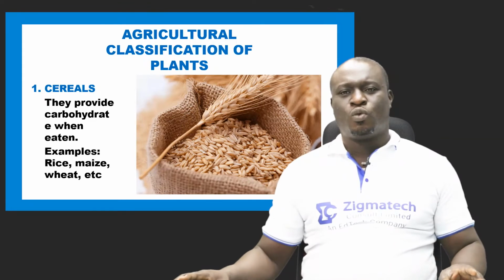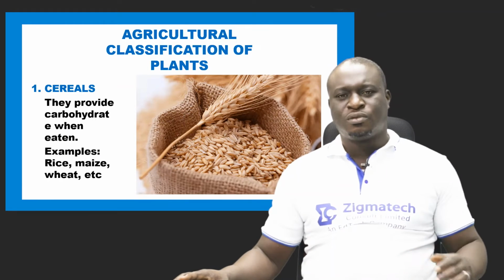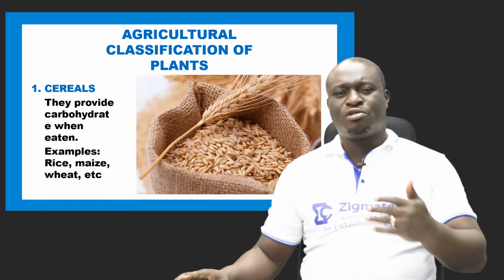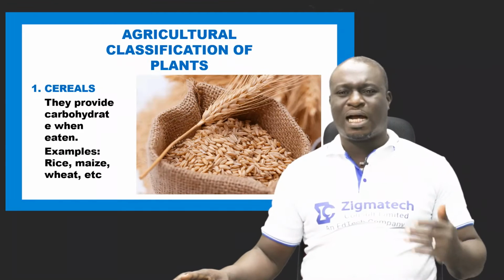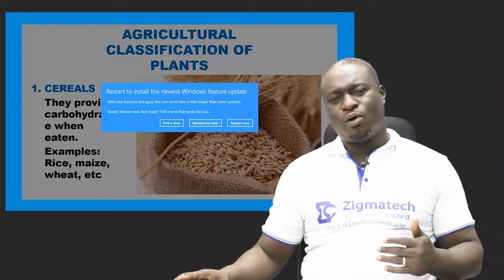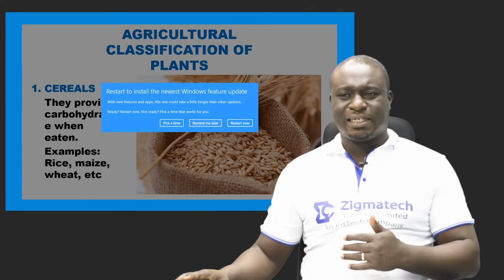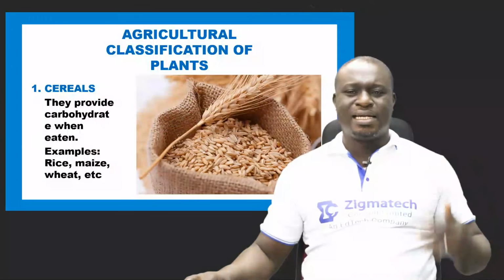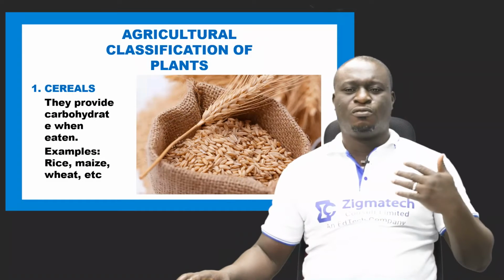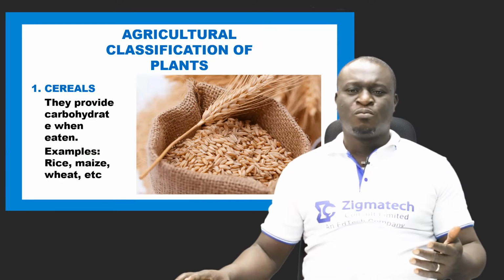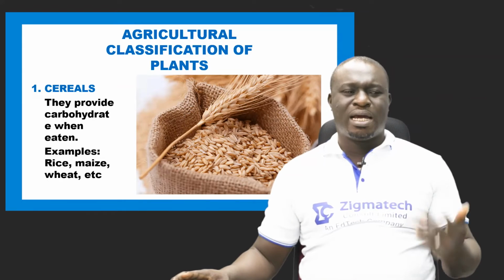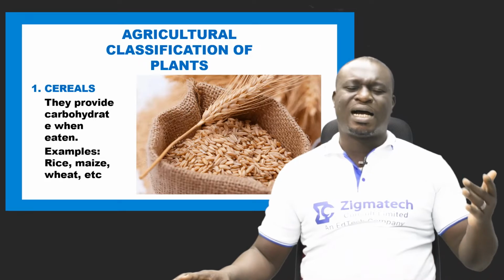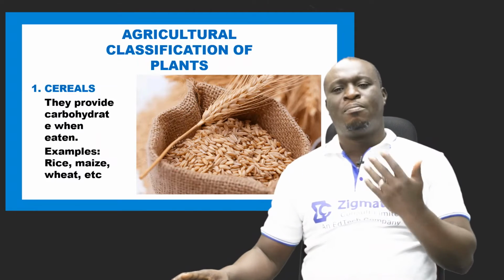Number one, we have what we call cereals. Now, what are cereal plants? Cereal plants are plants that provide carbohydrates when they are eaten. Examples of cereal plants include rice, maize, wheat, sorghums, etc. These are examples of cereal plants.